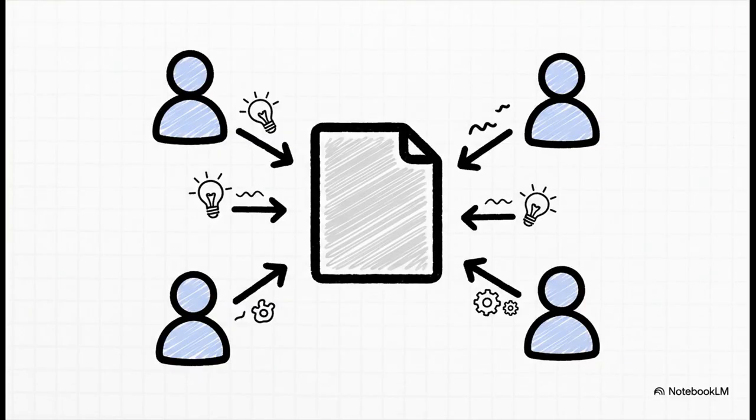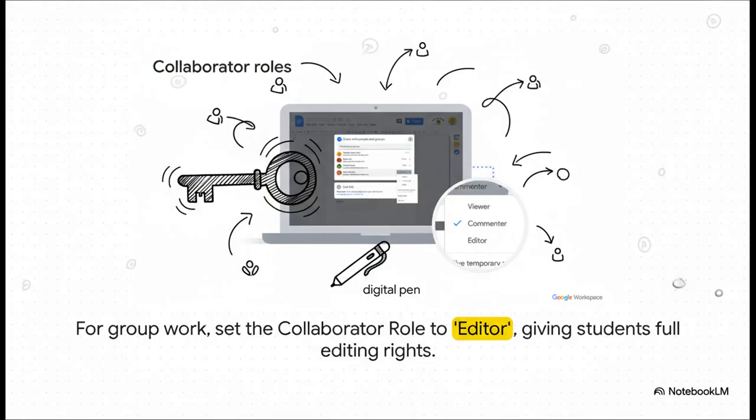So, for the team up, our goal is the complete opposite of the solo mission. We don't want a bunch of individual copies floating around. No, we want one central hub, one single document where all the magic happens. And the key that unlocks this collaborative power is the editor role. In Google, that's what it's called.